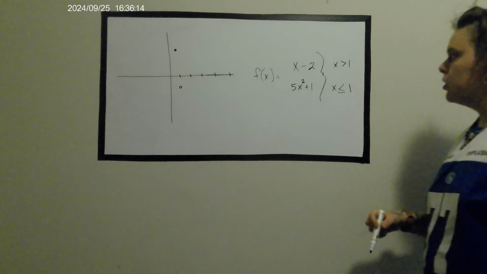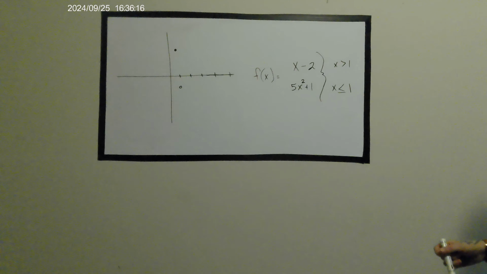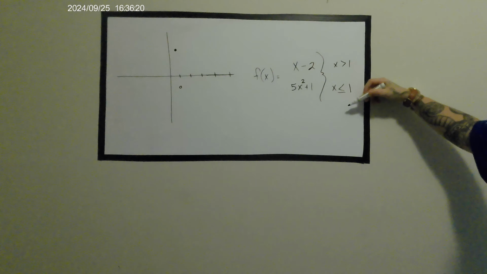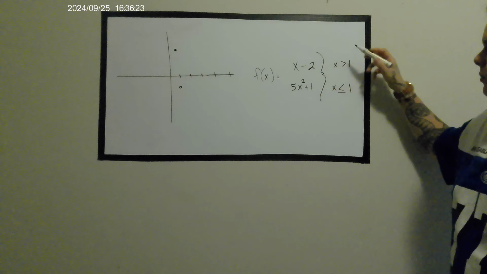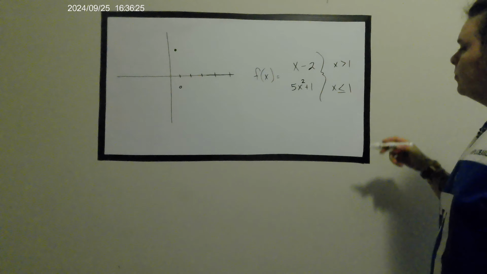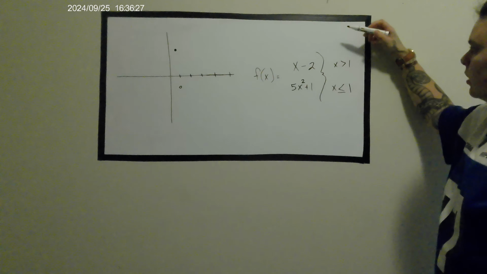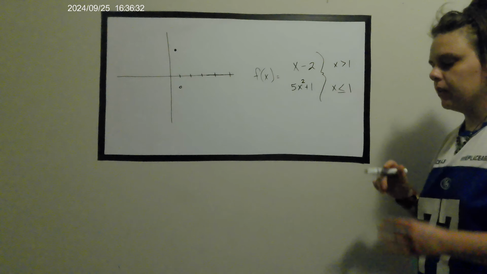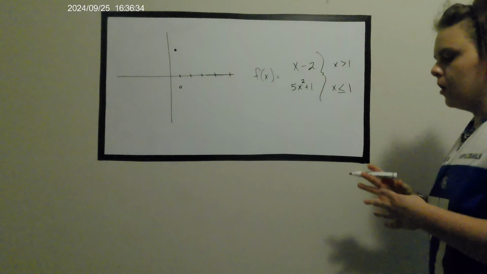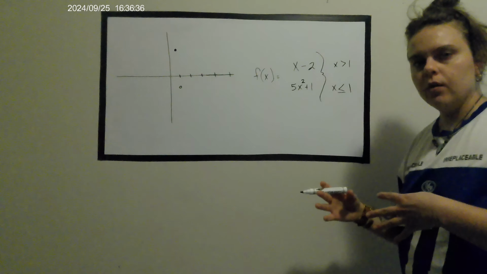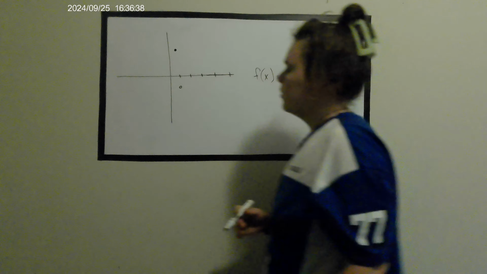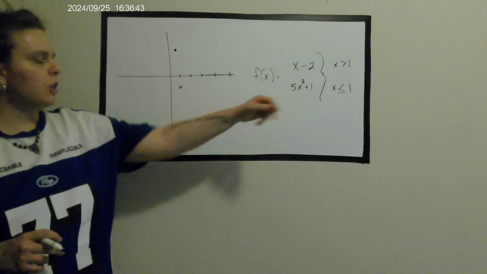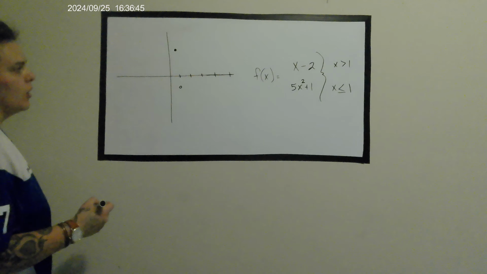Okay? So when you're mapping out a piecewise function, you want to look at the circumstance first because that determines everything. That determines the behavior. So the circumstance seems to be concentrated around 1, okay? Because everything determines itself according to its relationship to 1, okay?